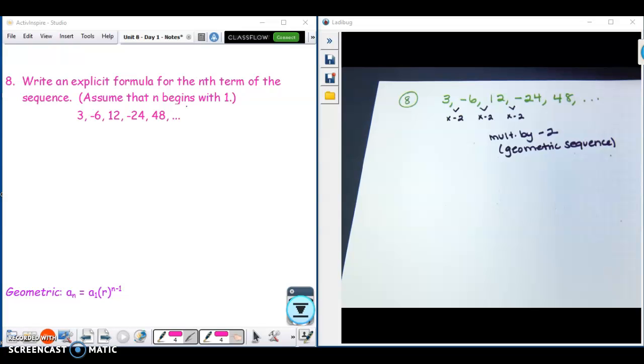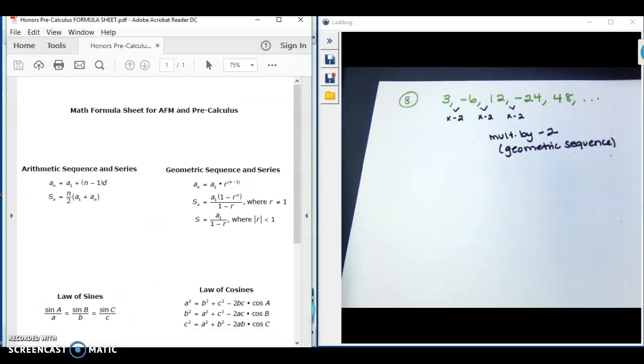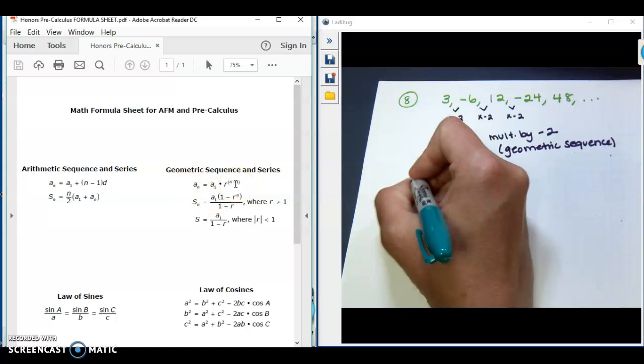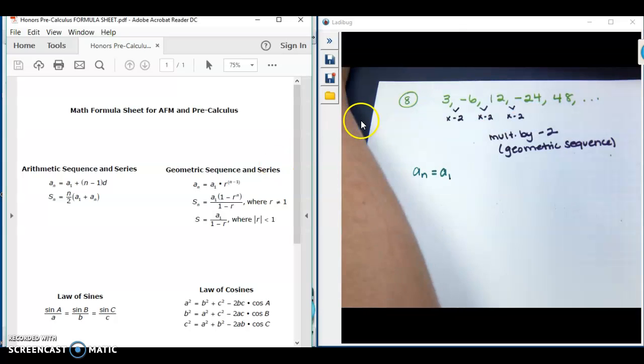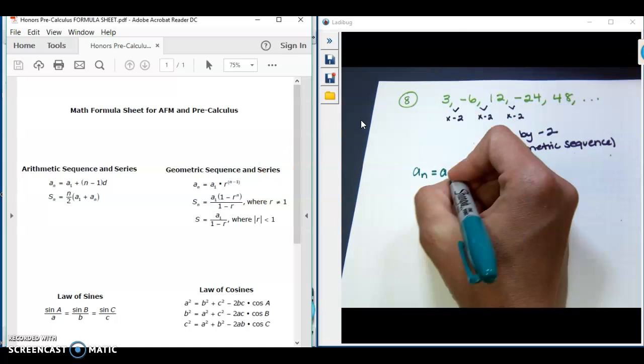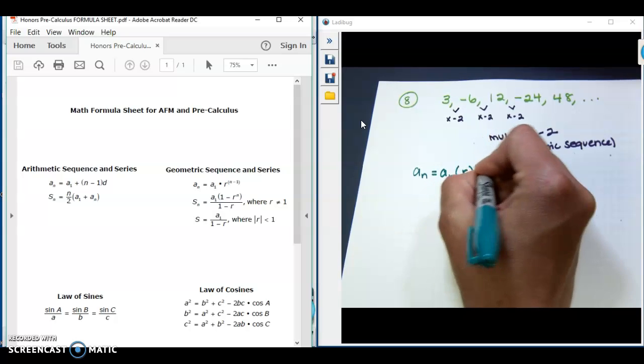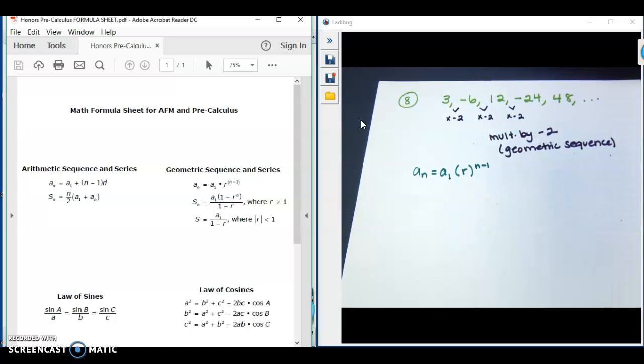Okay, so we're going to look back at that formula sheet, and there is a geometric section here, and we are looking at A sub n. S is going to stand for series or sum, so we're not doing that yet. So we're just looking at the top. A sub n equals A sub 1, and then they write it a little bit different than I normally write it. I normally write this R in parentheses and then make it n minus 1, but it really doesn't matter.